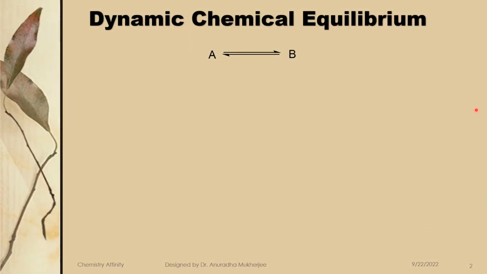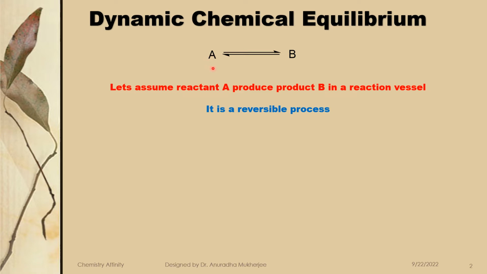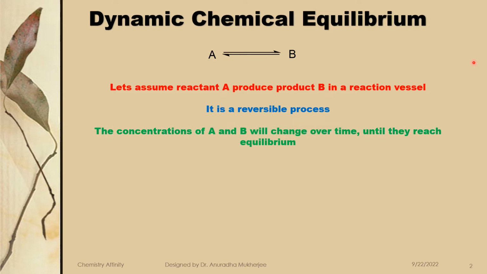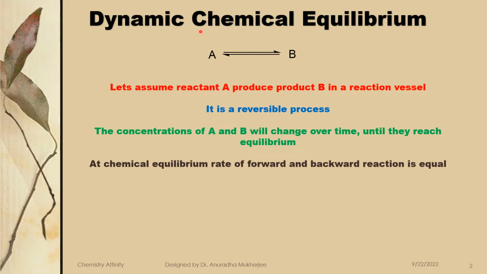Before we discuss ionic equilibrium, let's recap the concept of chemical equilibrium. This is a reaction, it's a reversible process. A is the reactant, B is the product. A to B formation is the forward reaction, B to A formation is the backward reaction. Initially, the concentration of A is highest and the concentration of B is 0. As time changes, the concentration of A is decreasing and the concentration of B is increasing.